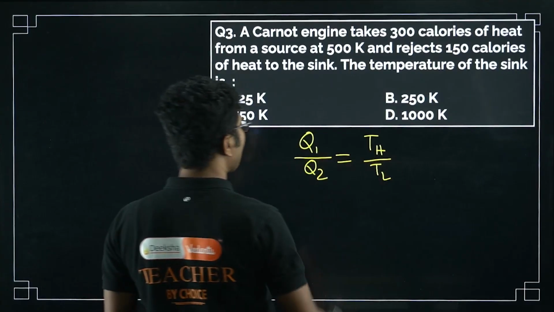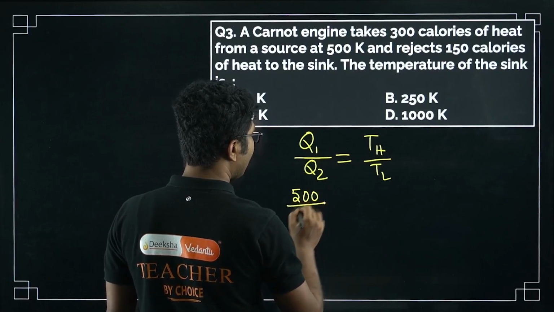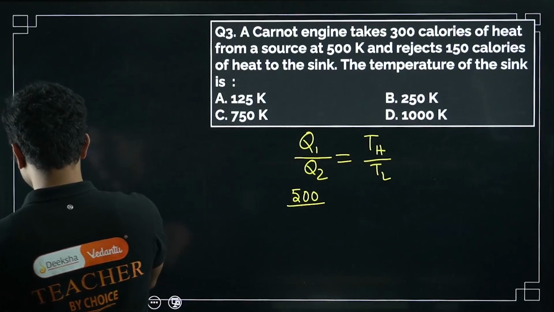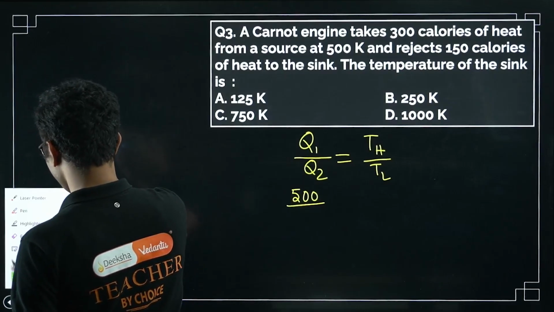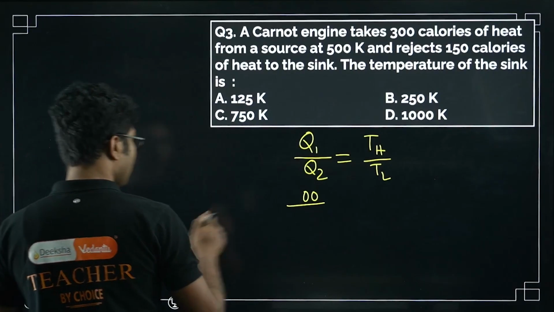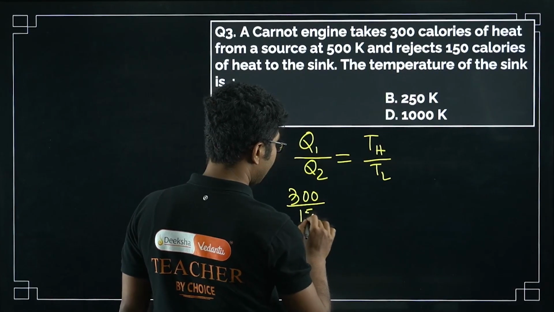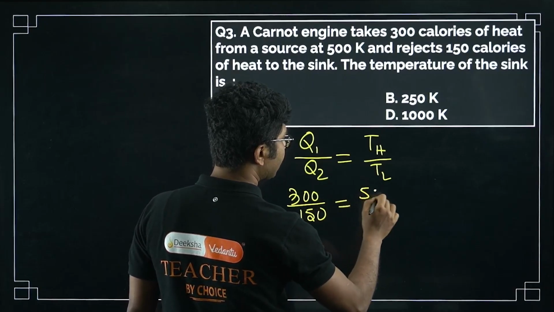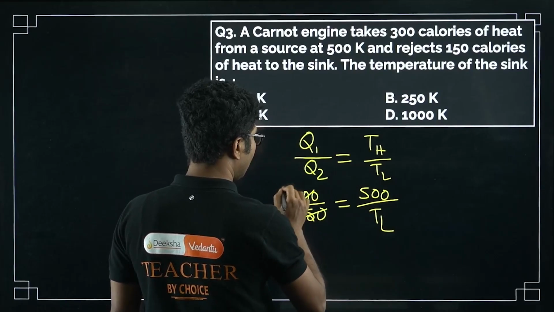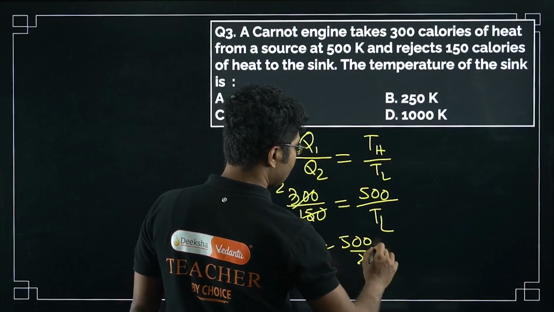Okay, so they are directly proportional, so let's put the values. 300 calories intake, and 500 is the temperature. So 300 calories intake and it rejects 150 calories, and the temperature is 500 and TL, so the ratio will be 2. So TL equals 500 by 2, that is 250 Kelvin.